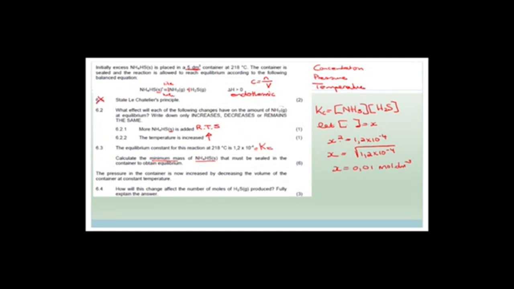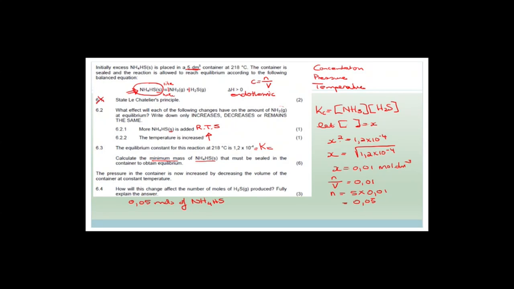But now if we want to find the mass of this stuff, we need to find the number of moles first of all. And we need the number of moles that was actually used, not just the ratio. So the concentration is number of moles over volume. The concentration is 0.01, but the volume is 5 decimeters cubed, so the number of moles is 5 times 0.01, which is 0.05. So now we know that 0.05 moles of ammonium hydrogen sulfide reacted.